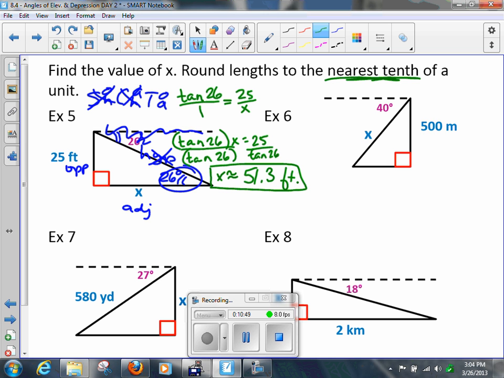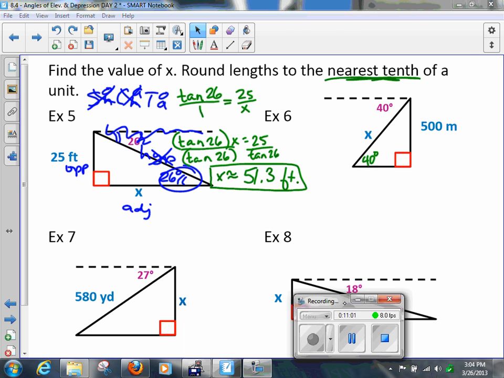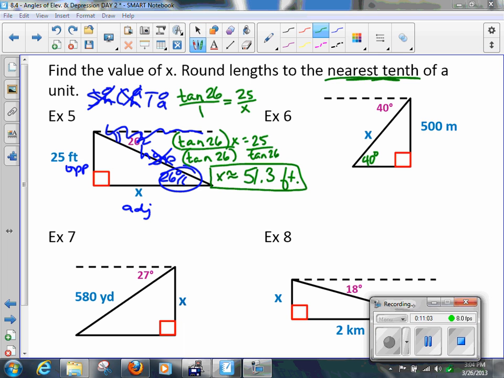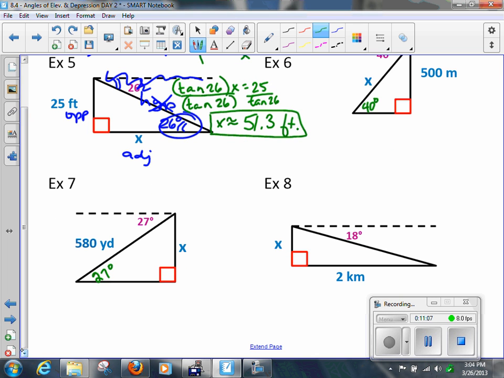Folks, where do I put 40 in example 6? In this bottom corner of the triangle. Where do I put 27 in example 7? Bottom corner. Well, because based on parallel lines, they're alternate interior angles, and alternate interior angles are congruent. How about the 18? Bottom corner again, okay?